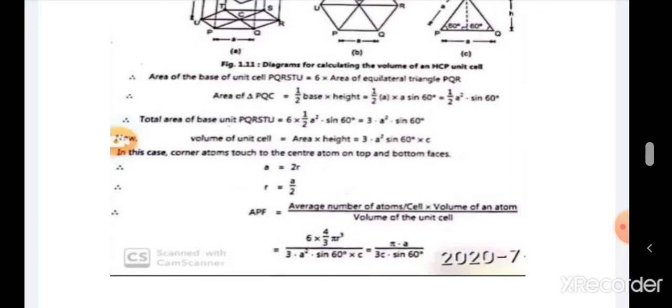Now we have to find out the volume of unit cell, because we already learned that the average number of atoms in a unit cell in case of HCP structure is 6. That's why in the numerator, if you check this slide, we will write 6 into 4 by 3 pi r cube. Now we have to find out the volume of unit cell.